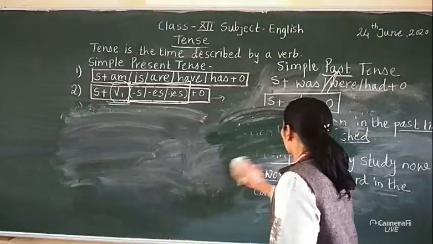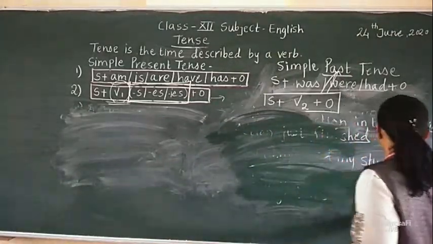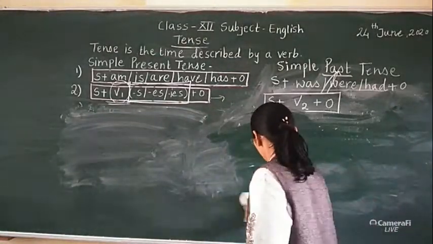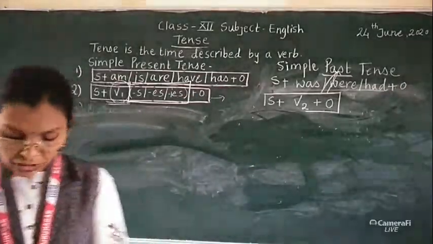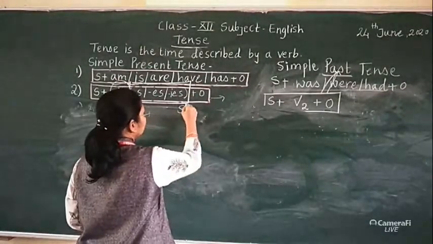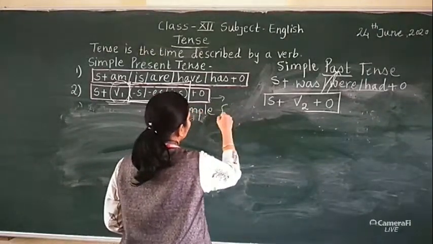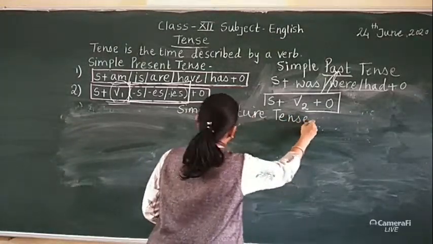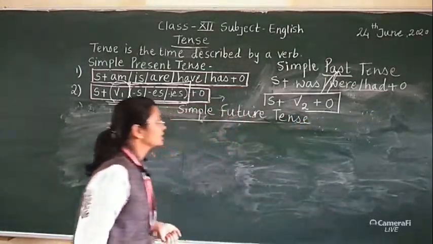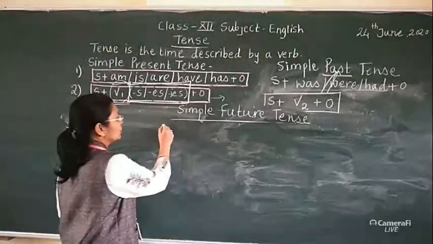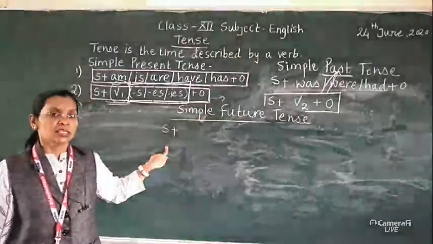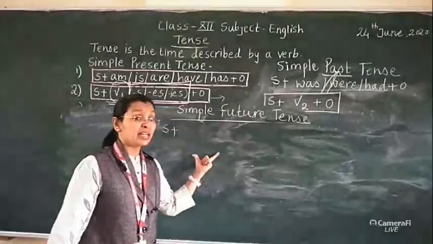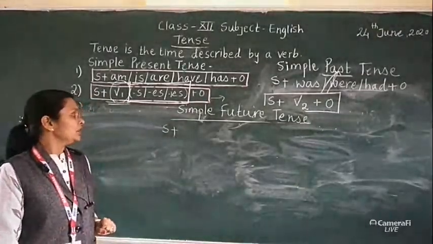Now we are going to see simple future tense. Okay? This is very important. Why? See, now your third tense is simple future tense. Now pay attention here, my dear students. Simple future tense. You know that the formula starts from the subject and ends with the object. So remaining part is very important, and the middle part of the formula is very important.